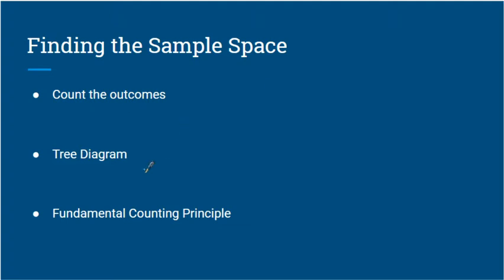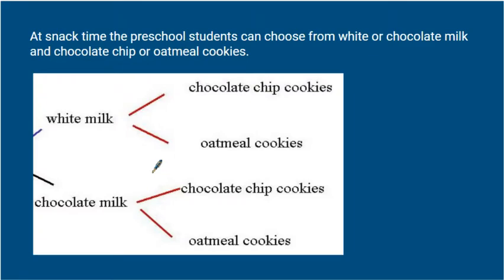We can make tree diagrams. Okay, so you've seen these before. So here's an example of a tree diagram. All right, at snack time, the preschool students can choose from white or chocolate milk and chocolate chip or oatmeal cookies. So here are their choices: white milk and chocolate chip cookies, white milk and oatmeal cookies, chocolate milk and chocolate chip cookies, chocolate milk and oatmeal cookies. And this would be my sample space, these 4 things. Those are the 4 different choices that they could come up with combining these things.